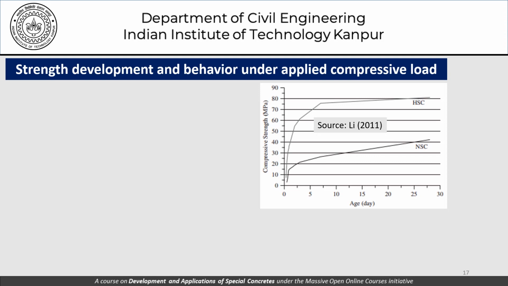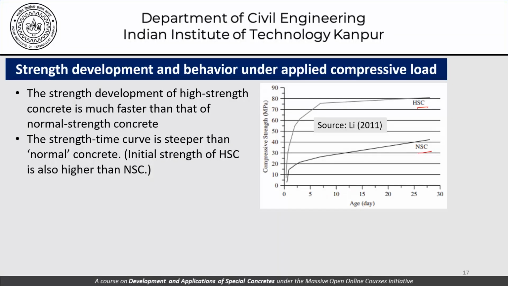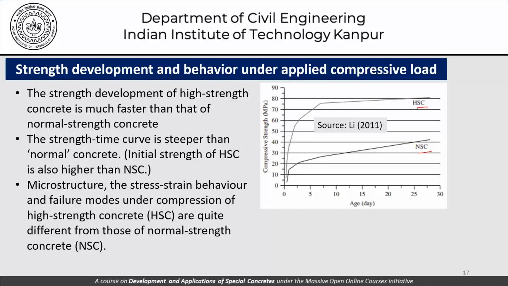normal concrete is concerned. This picture here, taken from a source in 2011, shows that the strength development in high strength concrete is much faster than that of normal strength concrete. So this is the normal strength concrete and this is the high strength concrete. What it shows is that the strength time curve is steeper than for normal concrete. That is, the initial strength of high strength concretes is higher than normal concretes. Of course, something which is not shown here is the stress strain behavior. What is shown here is the development of strength with time.